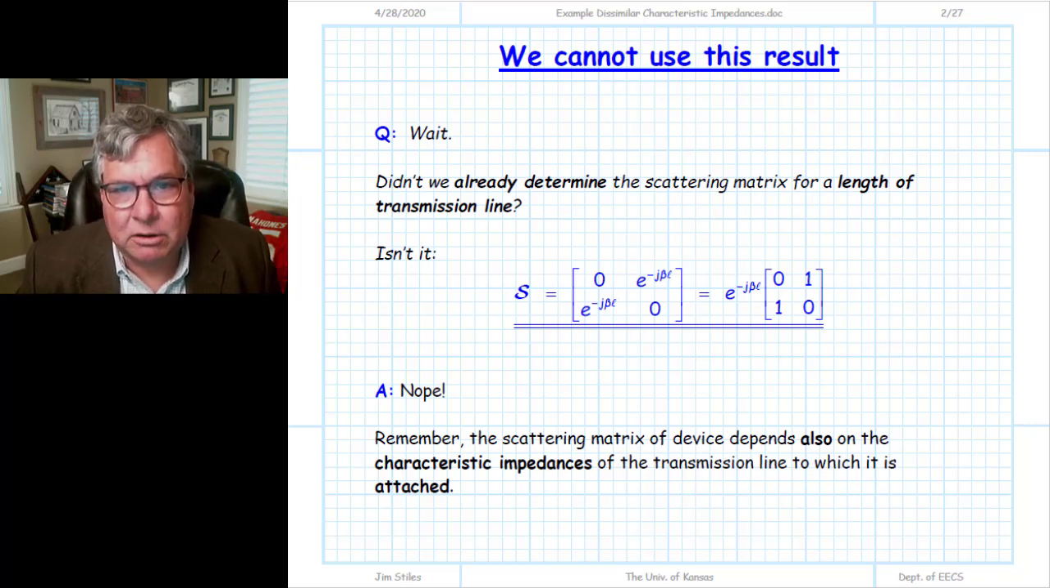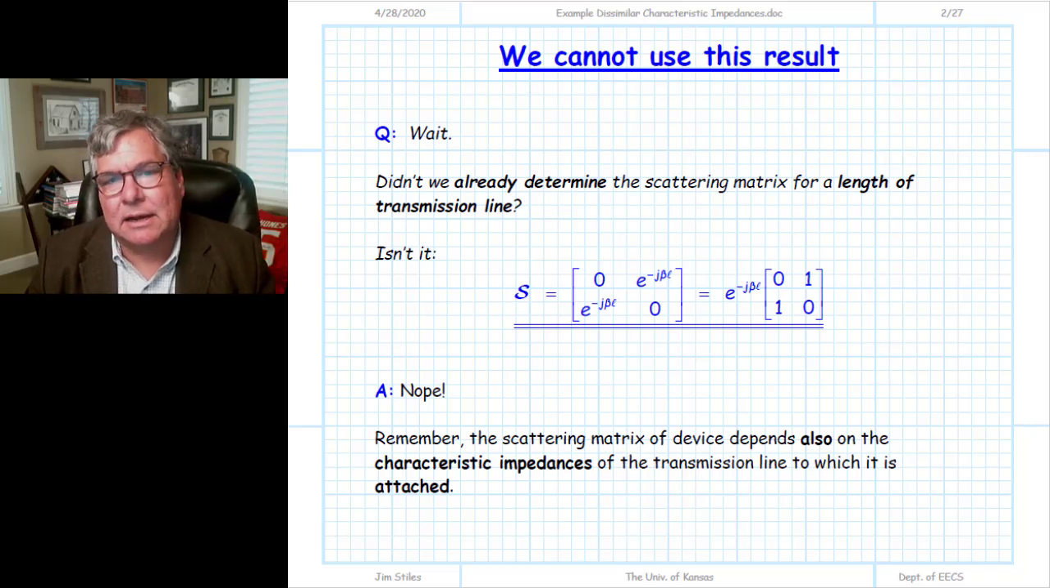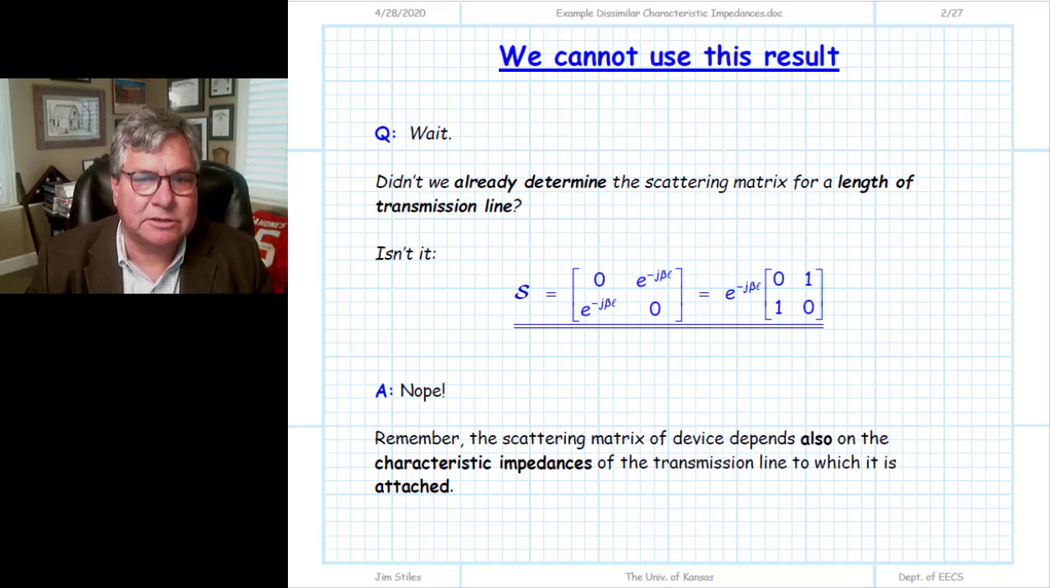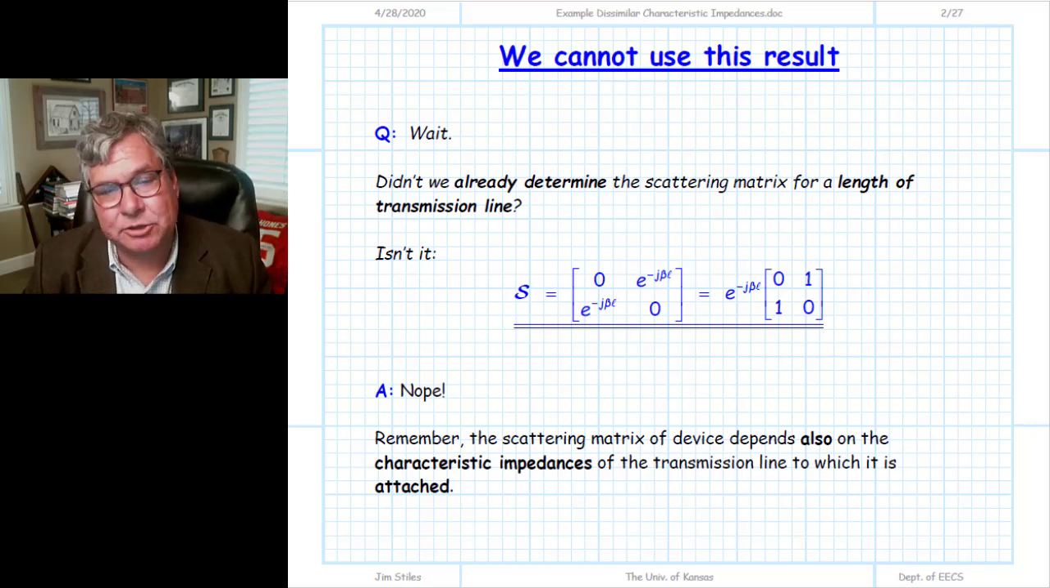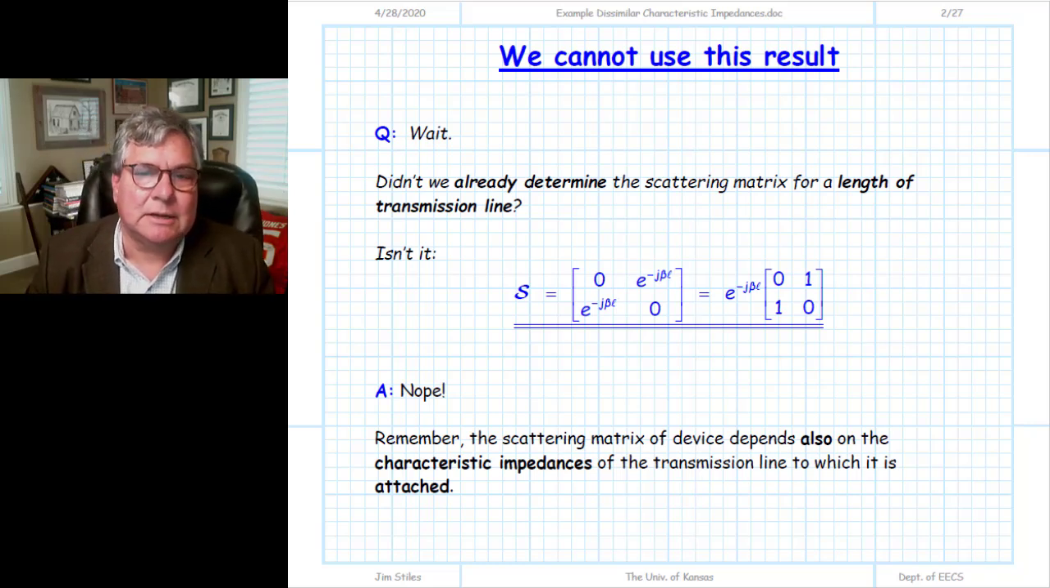Now, you probably hopefully recall that we analyzed and determined the scattering matrix of a length of transmission line in an earlier example. And you might look at this and say, oh gosh, if I look inside the device, it's just a length of transmission line. Can't we use that same result previously to analyze this structure?